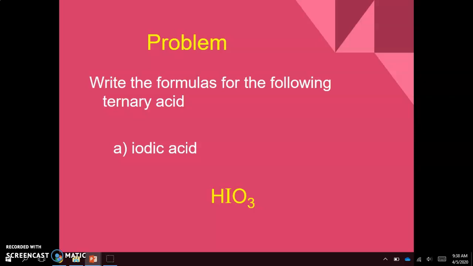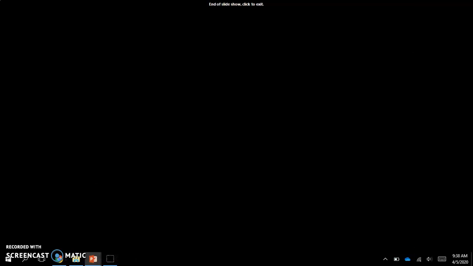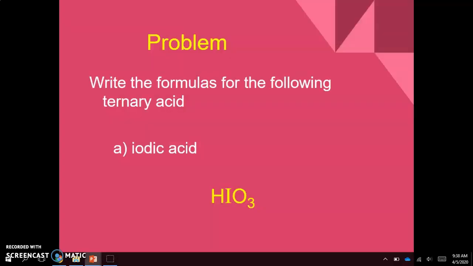So here's your hydrogen, here's your polyatomic to give you iodic acid. Remember that ic comes from the iodate polyatomic. All right, so that's working backwards to figure out your formula from the acid name.